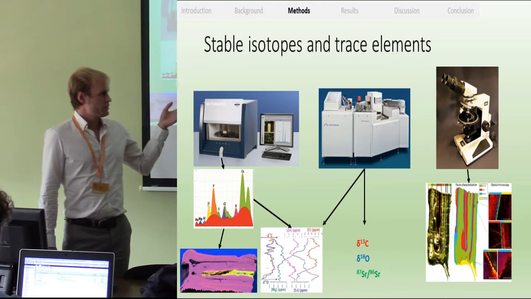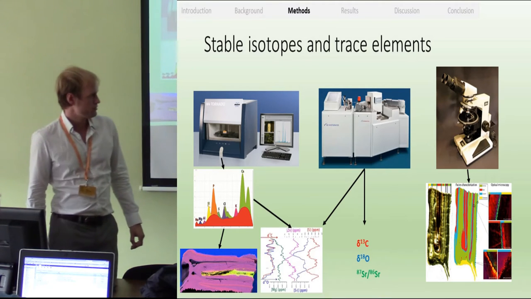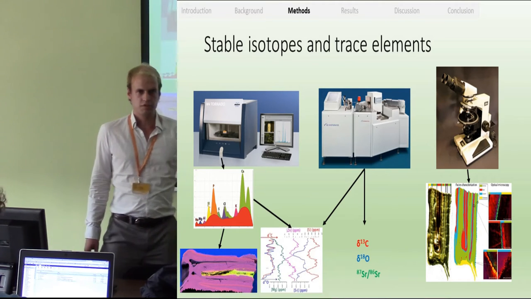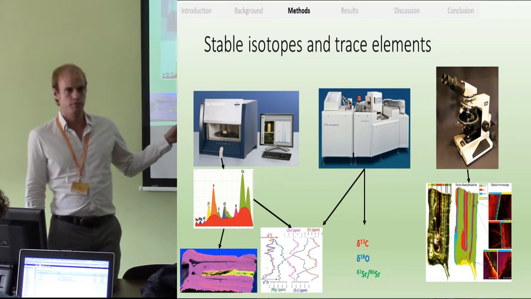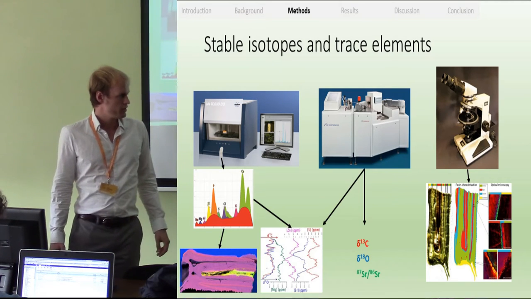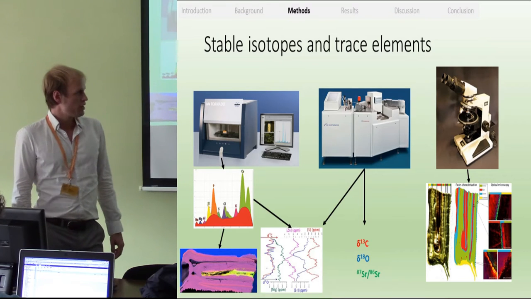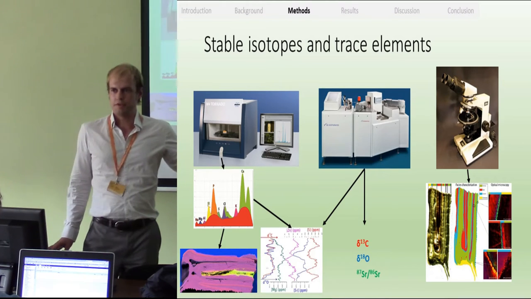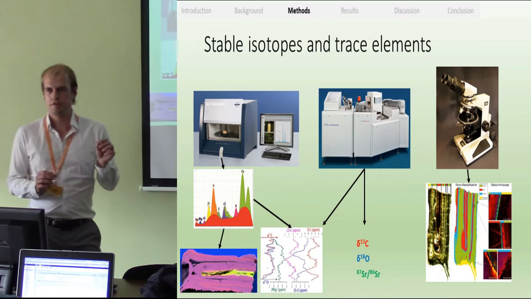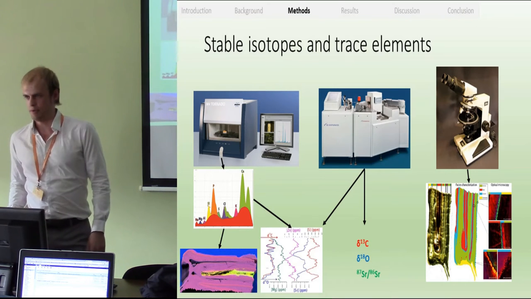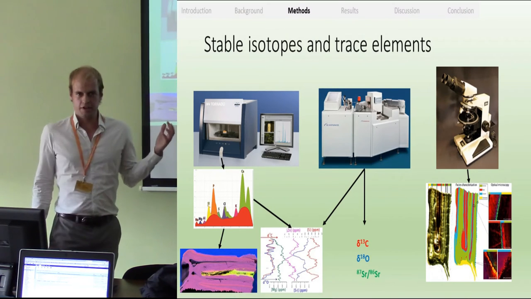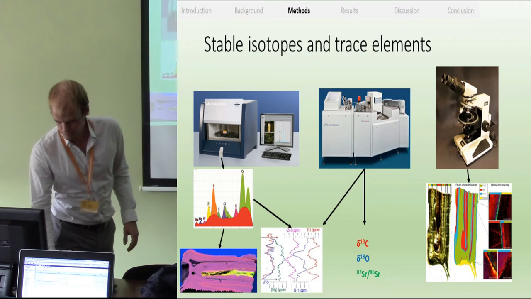Then there's, of course, mass spectrometry, which you can use to measure carbon, oxygen, and strontium isotopes, with oxygen measured in both the carbonate and phosphate in the teeth. And you need to do microscopy to identify different phases within the tooth, so you're sure that you measure the enamel, not the dentine, because as you will see later, this gives very different results.